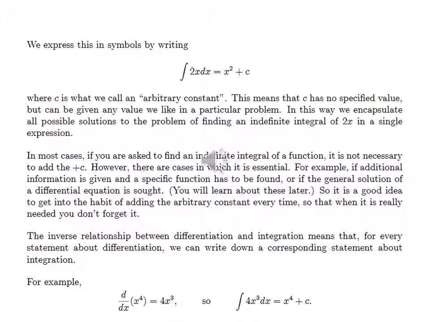The inverse relationship between differentiation and integration means that for every statement about differentiation we can write down a corresponding statement about integration. For example, d over dx of x to the power 4 equals 4x to the power 3. So the integral of 4x to the power 3 dx equals x to the power 4 plus c. And vice versa.